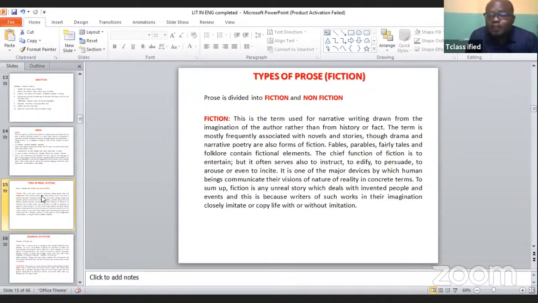Okay, so most of those films are called fictional films. Like somebody just took a deep thought and started writing about it. So when you write out of your imagination, things you think about, we call it fiction. But when you write about things that actually happened, we call it non-fiction. Fiction is the term used for narrative writing drawn from the imagination of the author, rather than from history or fact. So when you're writing from history or fact, we call it non-fiction. Oluwase, tell me the difference between fiction and non-fiction as types of prose.